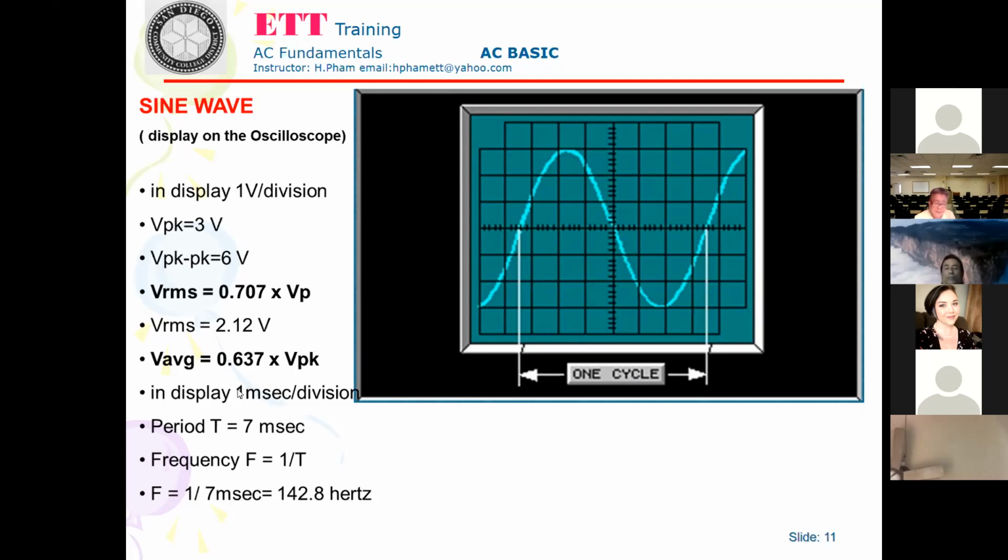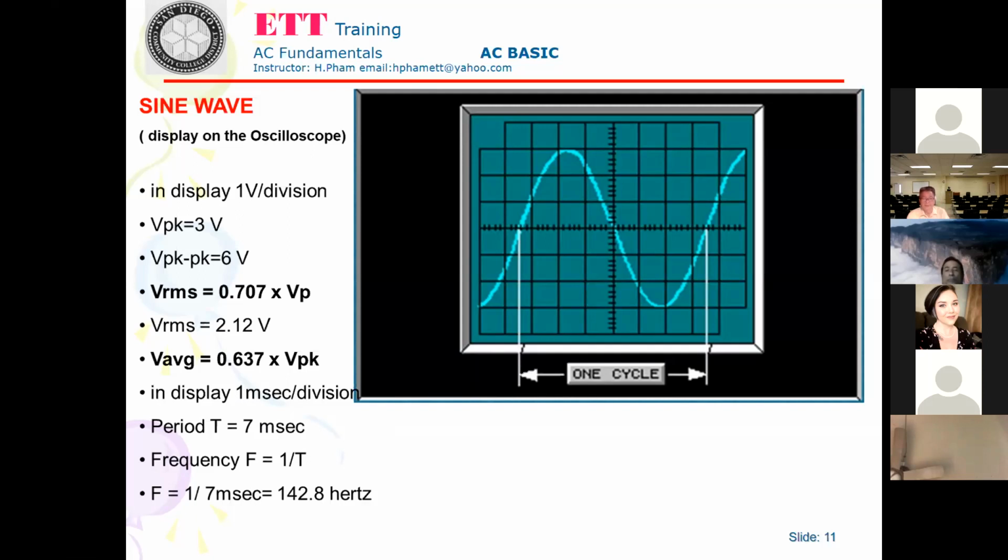And now the time base is set to 1 millisecond. They're telling you 7 divisions times 1 millisecond, you get 7 milliseconds. And if you want the frequency, basically you get f equals 1 over T. You do the calculation, you get 142.8 hertz.